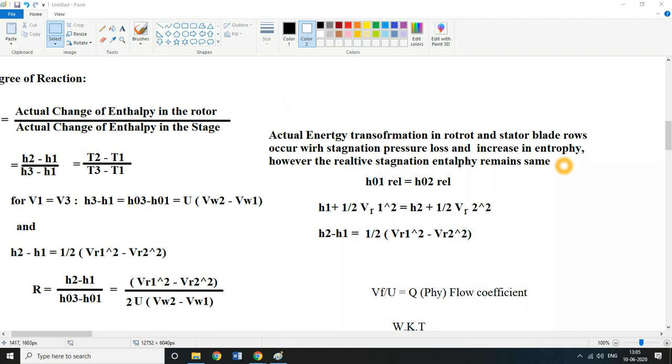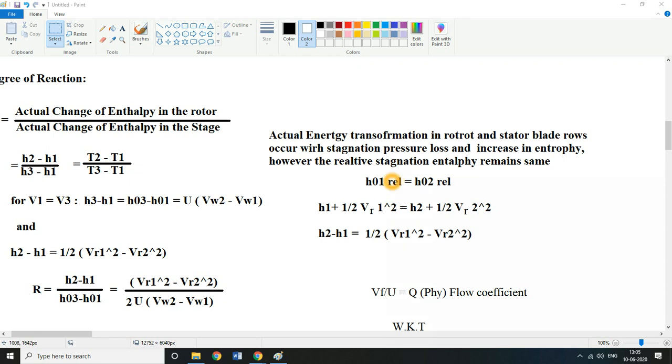So when you talk about the actual enthalpy, the actual enthalpy is connected with the absolute velocity. When you take the stagnation enthalpy H01, that will be in reference to the absolute velocity V1. But if you take the relative stagnation enthalpy H01 with subscript relative, that will be with respect to the relative velocity VR. When you see the relative enthalpy change, it is not changing much, but the actual enthalpy is changing, whereas relative enthalpy is not changing.